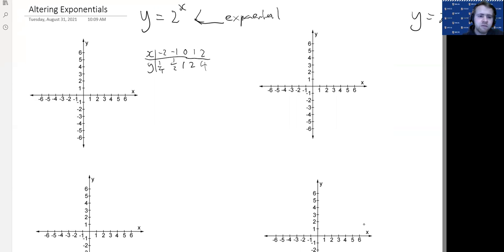So what this graph will look like is at -2, we've got a quarter, we've got a half, then we go to 1, and then we go to 2, and then we go to 4, and we can see we've got this sort of ramp shape graph, and it never passes the x-axis, and then it goes up very steeply like that.